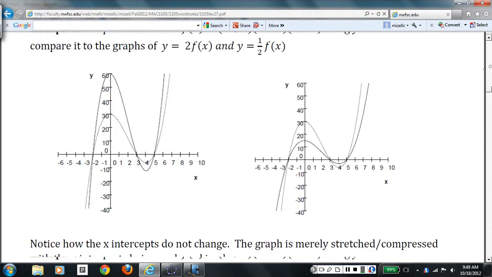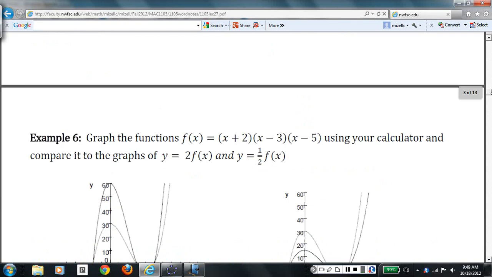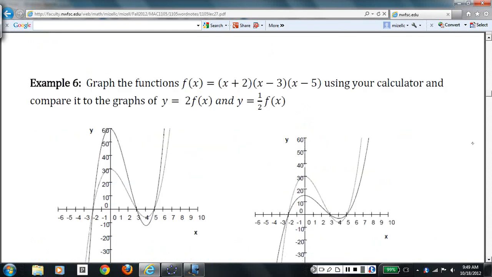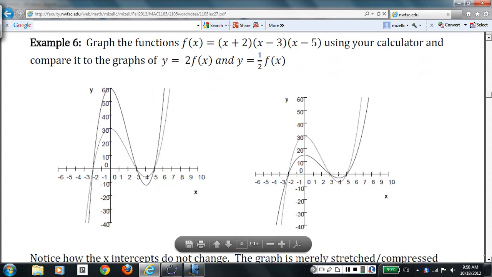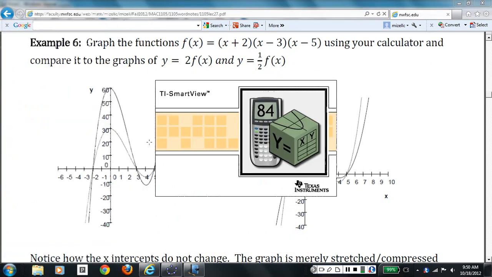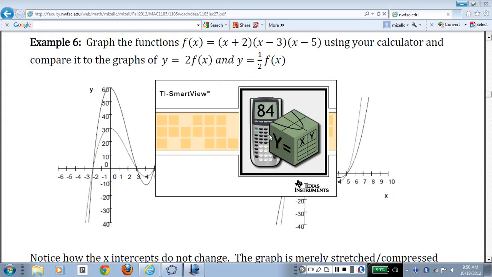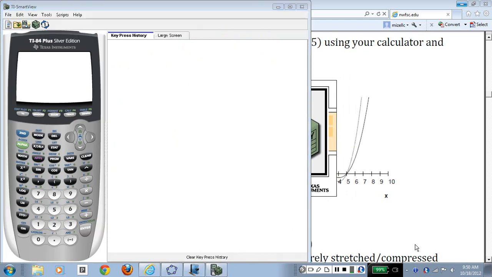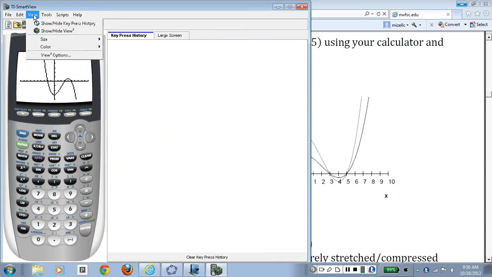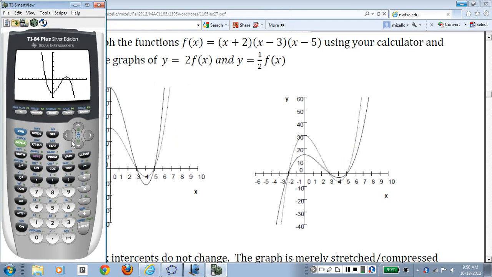Did we do these last time? Example 6. Did we do this picture? Graph this on the calculator? All right, let's look at this one then. So here's the vertical stretch, and then we'll look at also the horizontal stretch and shrinking. Turn off that view. And y equals, go ahead and clear that one.